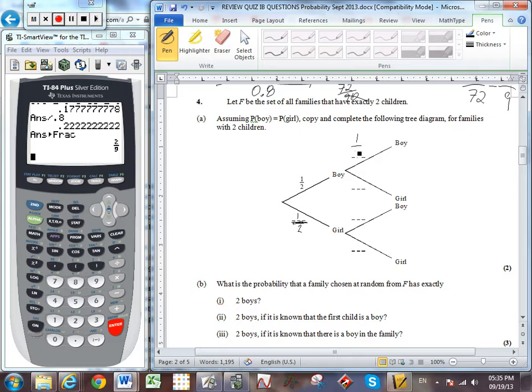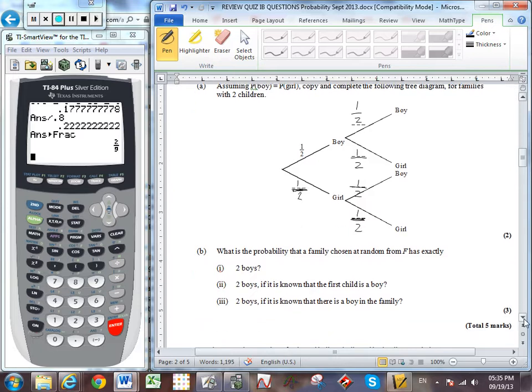Well, there's again an equal chance of it being a boy or a girl. This of course shows us that they are independent events. It doesn't matter what the gender of the previous child is, there's still a 50-50 chance of the next one being either gender. Okay, so we've completed the tree diagram, we've done part A. Part B, what is the probability that a randomly chosen family has got 2 boys? So 2 boys, this is the outcome with 2 boys. 1/2 times 1/2 equals 1/4. So there's the probability for part I, 1/4.